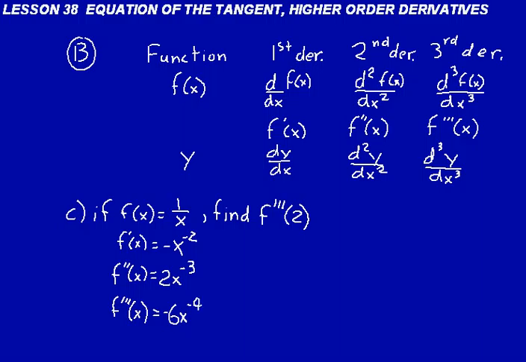Now when x equals 2, f triple prime of 2 would be minus 6 over 2 to the 4th, which is the best way to do that, because that way we have a positive exponent. It's easier to simplify. Minus 6 over 16 is equal to minus 3/8.